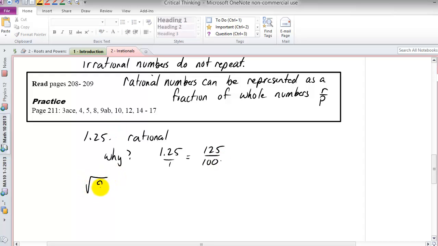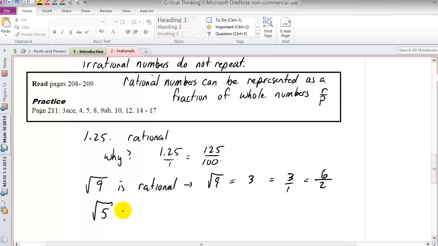We can say the square root of 9 is rational because the square root of 9 is equal to 3, which is, say, 3 over 1, or 6 over 2, or whatever we'd like. What about the square root of 5? It is irrational. There's just no fraction that can represent that.